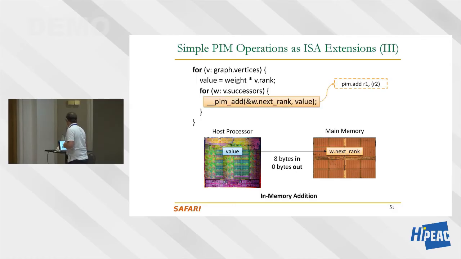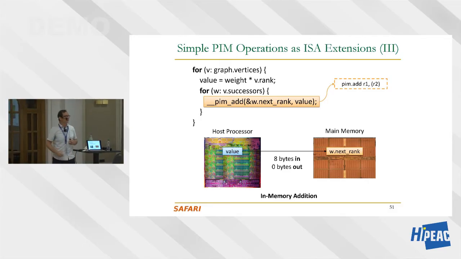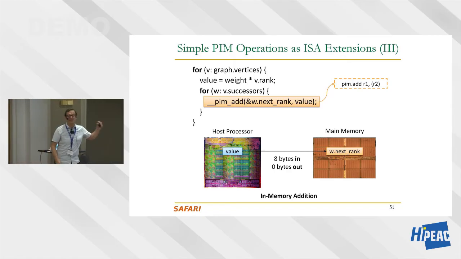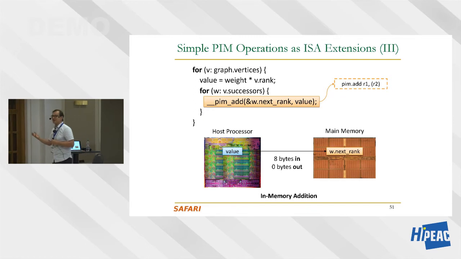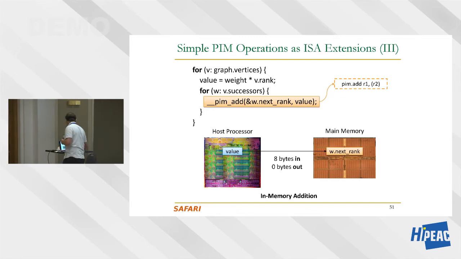Now, if you change this to a PIM-enabled instruction, you can just simply send the value. This is the PIM-add instruction over here, and the value can be very small. It doesn't need to be a cache block, basically, right? It's really 8 bytes only. So you're reducing the bandwidth by 16 times in this particular case. So that's the goal. The benefits can still be large, even though the changes are relatively small.